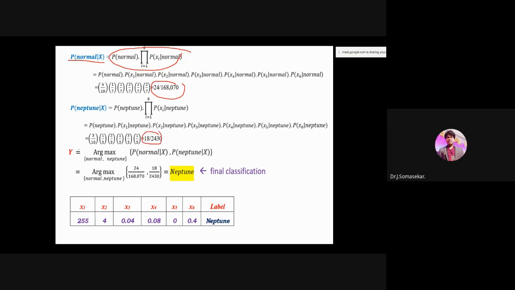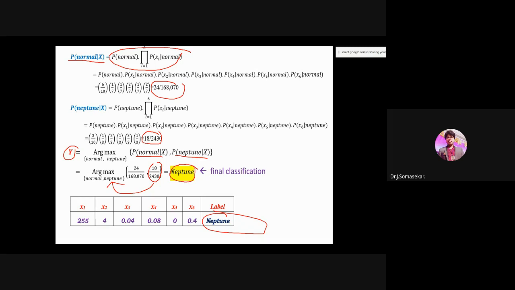So now the classifier is y equal to argmax of probability of normal given x and Neptune given x, and after that we got the maximum probability, 18 by 2430, which corresponds to the Neptune type of attack. Therefore the final classification is Neptune. That means whatever data we have received is abnormal data, hence we can say there is a possibility of an attack on our organization's data. Immediately we'll go for the further step.